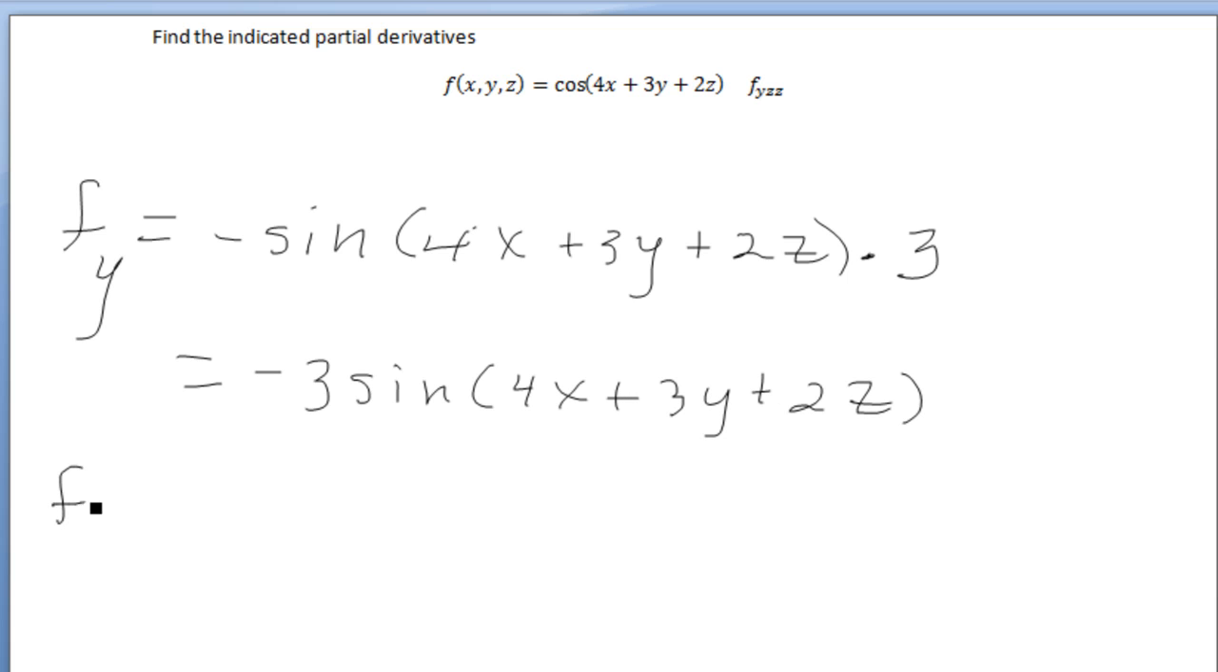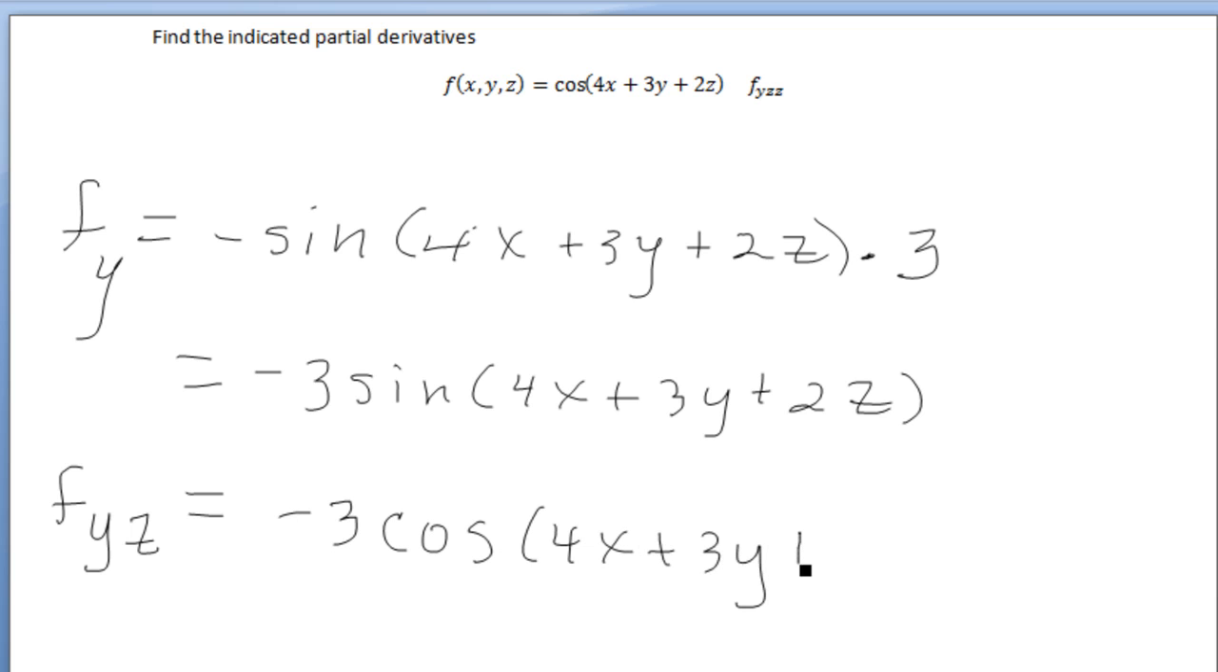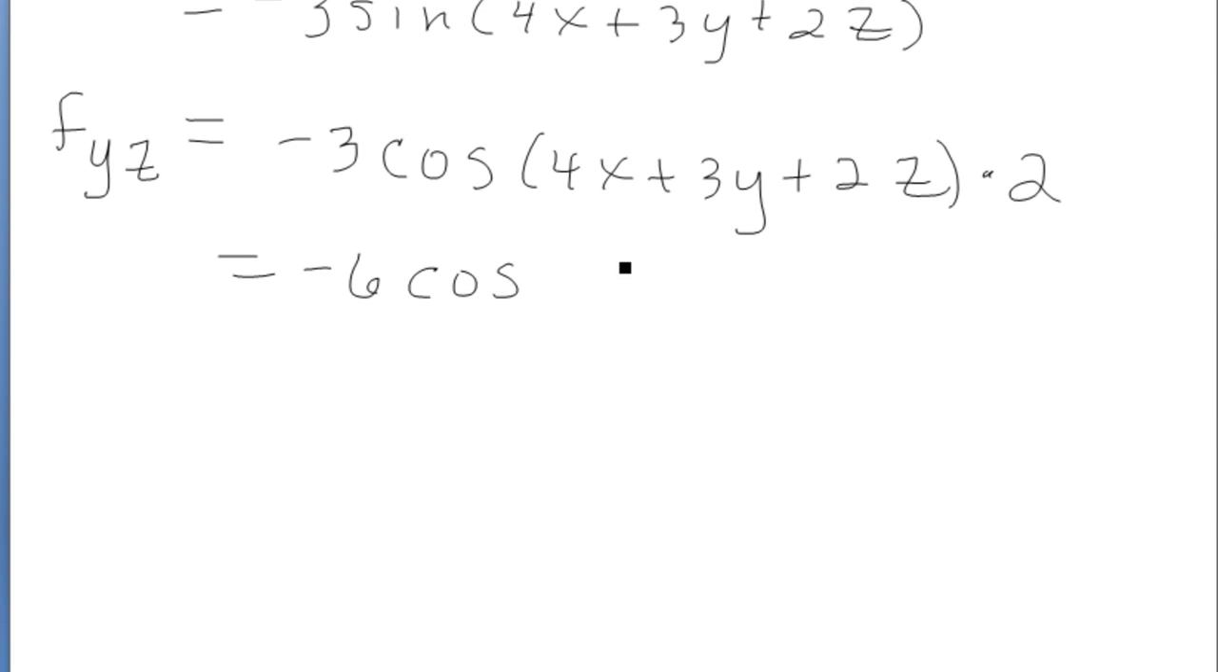Alright, next we're going to look at the partial derivative of this function with respect to z. So this time we hold x and y constant. So it's going to be negative 3 times the derivative of sine, which is cosine of 4x plus 3y plus 2z, times the derivative of the inside. This time my x and my y are constant, so it's going to be times 2. If we combine that, we get minus 6 cosine of 4x plus 3y plus 2z.